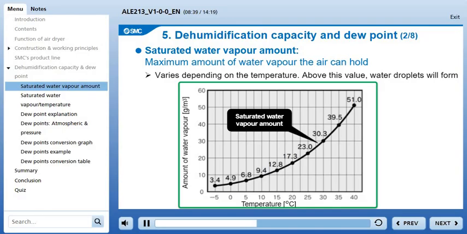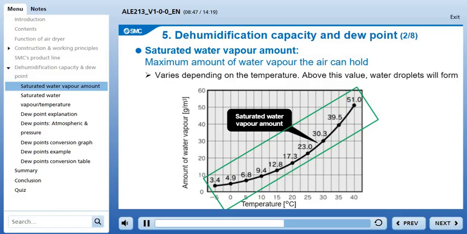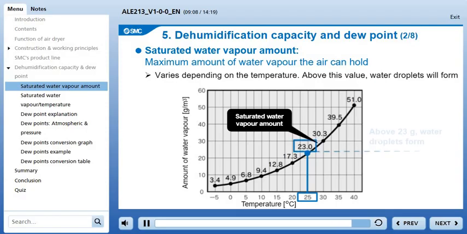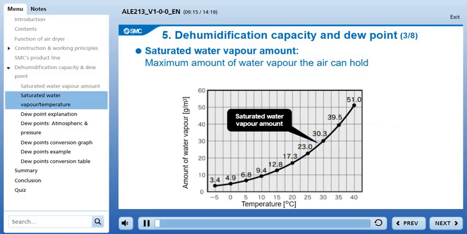This graph shows the relationship between temperature and the amount of water vapor per cubic meter. The curve indicates the saturated water vapor amount at each temperature. As an example, let's find the saturated water vapor amount when the temperature is 25 degrees Celsius. At 25 degrees Celsius, if we draw a line up to the curve, we find the value is 23 grams. This means that if there is more than 23 grams of water vapor per cubic meter of air, water droplets will form. Next, we will explain the process of moisture generation using the saturated water vapor amount graph.